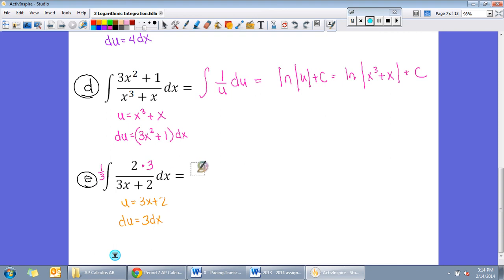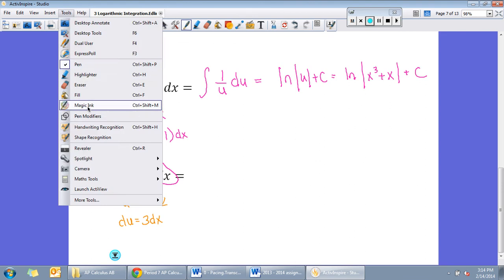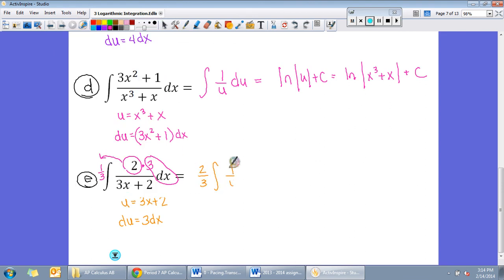So when we go to rewrite it, the 2 is going to be brought out with the 1/3, and the 3 and the dx are going to be our du. So we have 2/3 integral of 1 over u du, which of course equals 2/3 times the natural log of the absolute value of u, or the 3x plus 2, plus c.